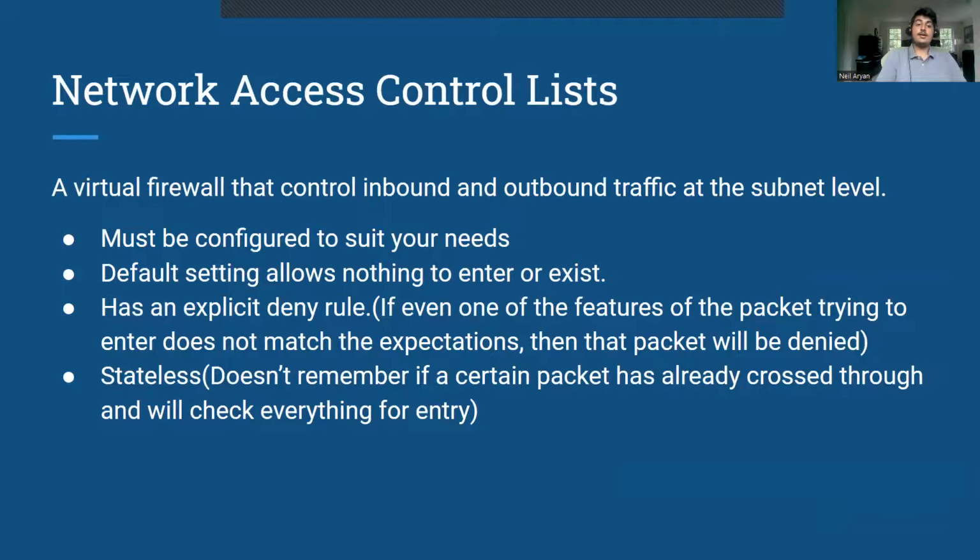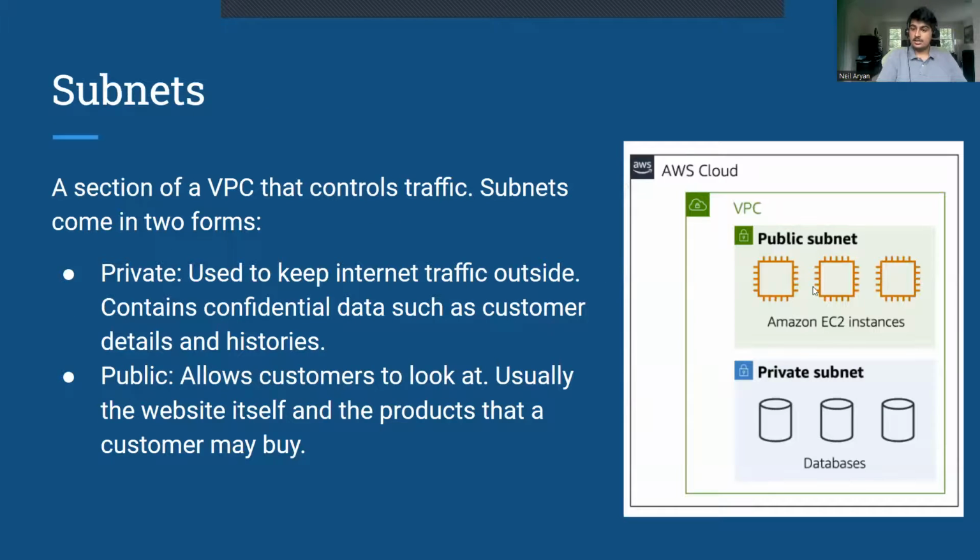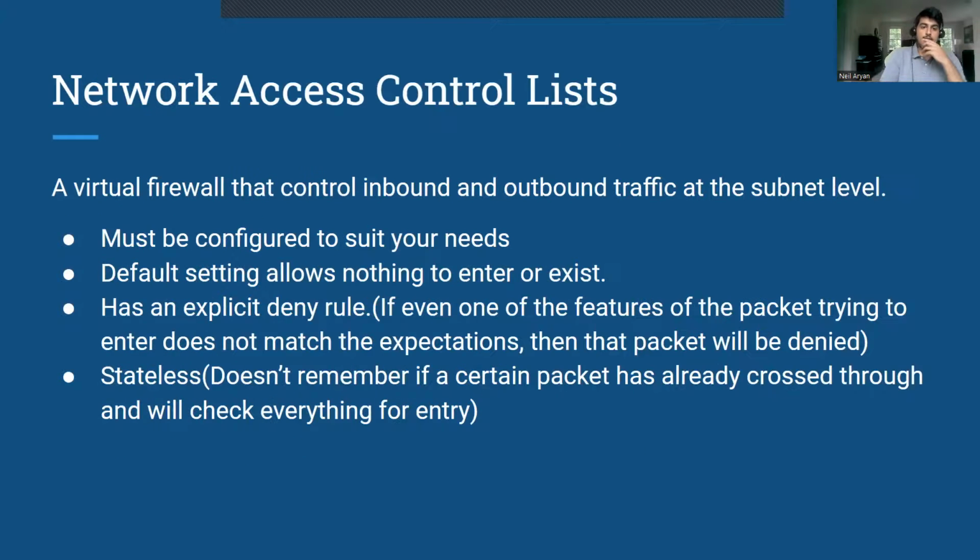Now, let's talk about a network access control list. Frequently, these are called network ACLs, or NACLs for the shortest form. These are virtual firewalls that control inbound and outbound traffic at the subnet level, meaning they don't control the actual EC2 instances. They don't look at the databases. They care about the subnet and everything around it. And these must be configured to suit your needs.